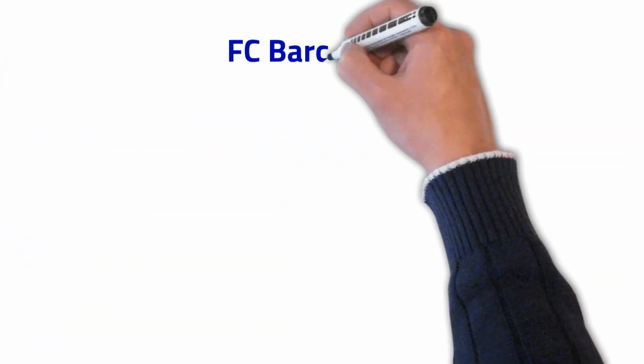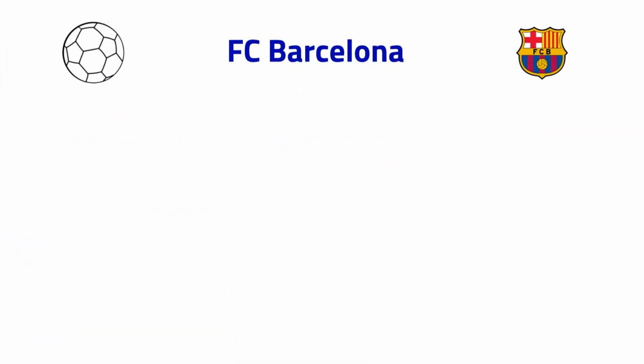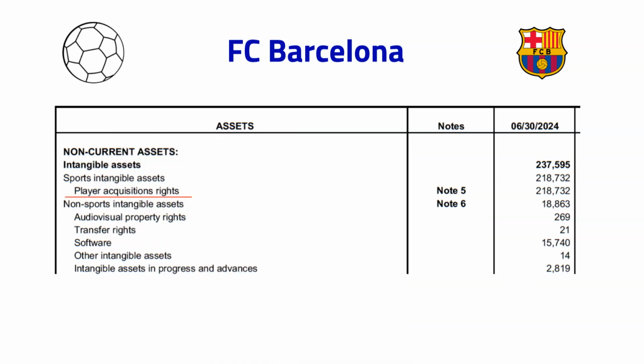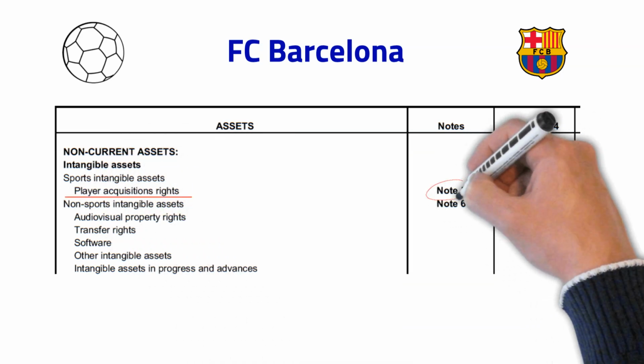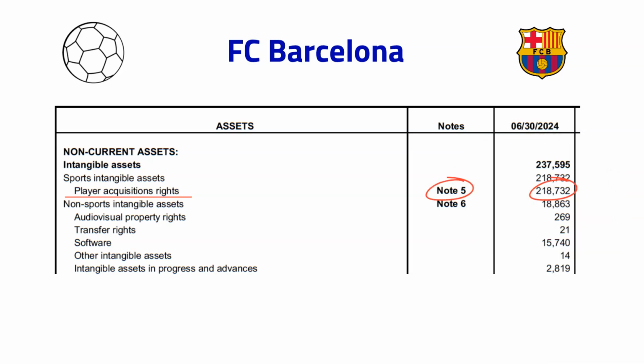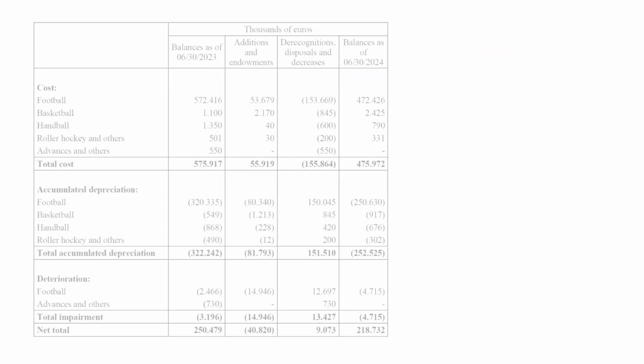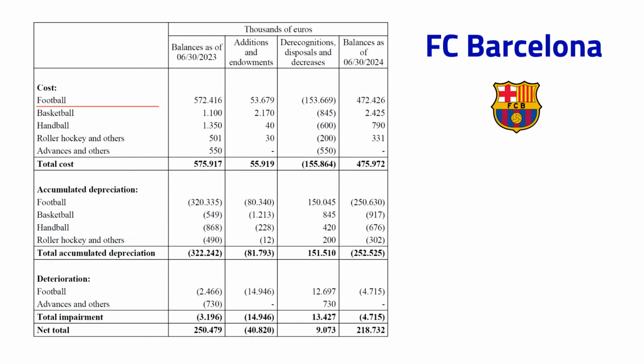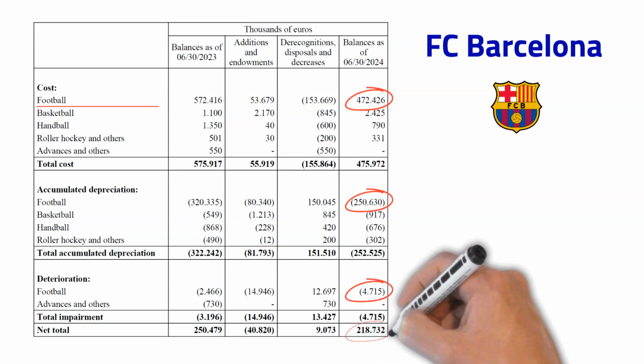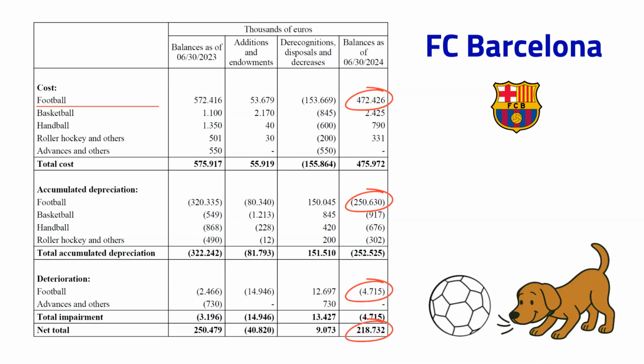So, Barcelona's balance sheet shows players' acquisition rights in non-current assets of almost $219 million in June 2024. There is also a note 5 for that. Let's check it out. Here we can see that the original cost of football registration rights was $472 million, and accumulated amortization of them was $250 million, which together with some impairment of $5 million gives you a net book value of around $217 million.